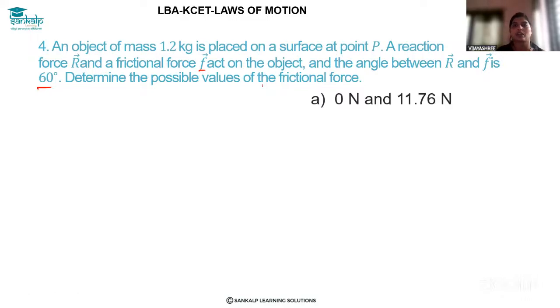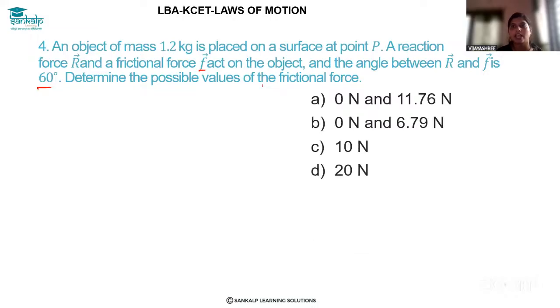Option A, 0 Newton and 11.76 Newton. Option B, 0 Newton and 6.79 Newton. Option C, 10 Newton, and option D, 20 Newton.